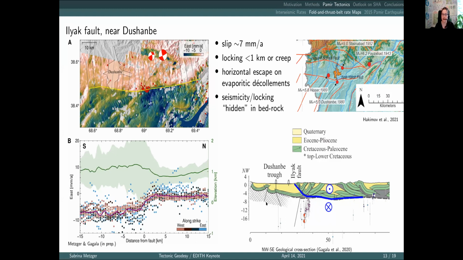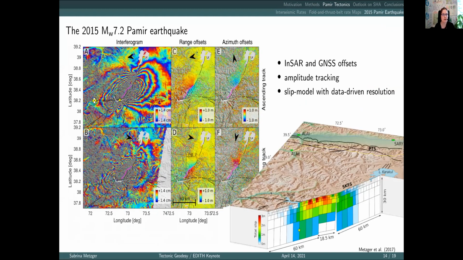And now the final project is this central Pamir earthquake that ruptured in 2015. You have seen the interferograms already and the pixel offset, so I will not tell more about them. But our final slip model showed that we have an 80 by 30 kilometer sized slipping plane from the hypocenter, the whole earthquake rupture towards the northeast. And we had slip of around 3 meters at maximum, mostly at the surface.